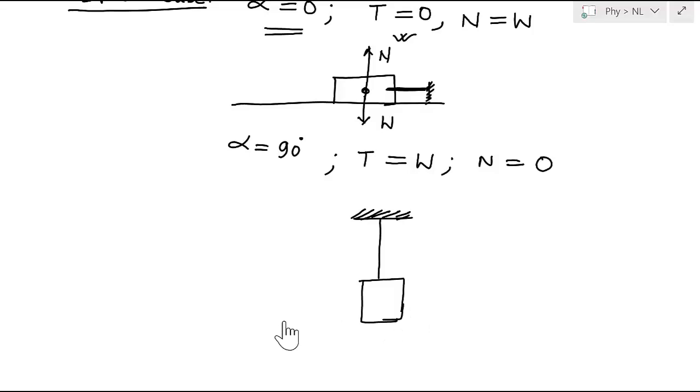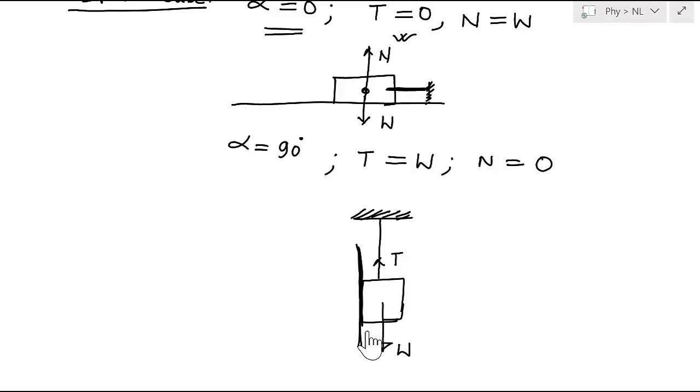In this case, the car is not touching the plane, or you can say it is simply touching your plane, and the inclined plane becomes something like this. So all the weight is taken by the tension. You can say tension is equal to W, and the normal reaction, because this is just a parallel plane, is not applying a force perpendicular to the car. That's why normal reaction will be 0 in this case.